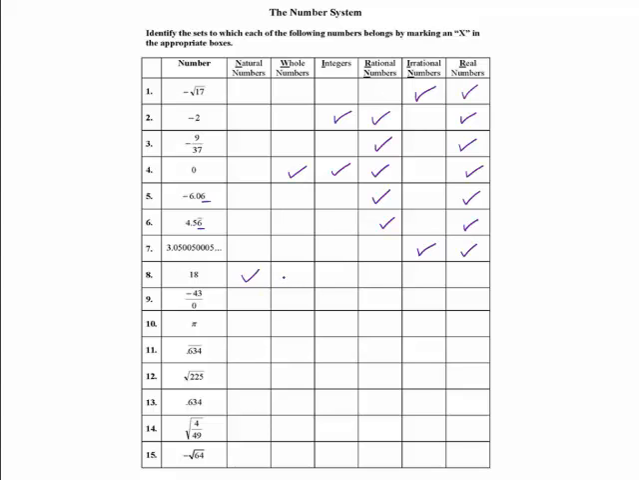18, we can count to that, so it's natural, which makes it whole, integer, and rational. 43 divided by 0. You cannot divide by 0.